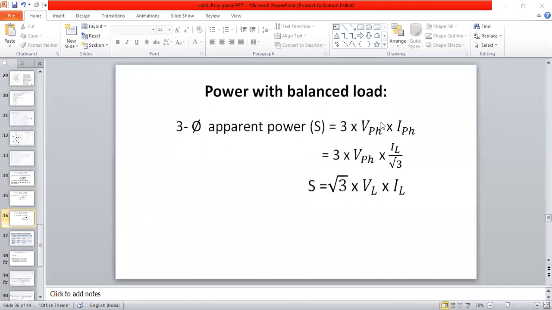Line current equal to phase voltage, will that be right? I means what? Current. Then how did voltage come over there? Line current. Line current is equal to phase current.